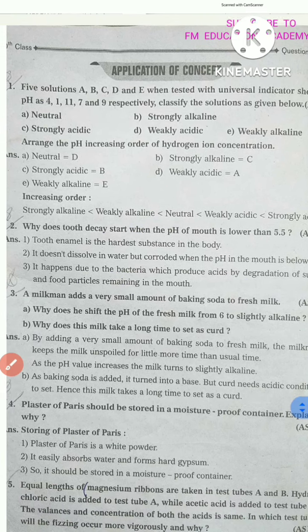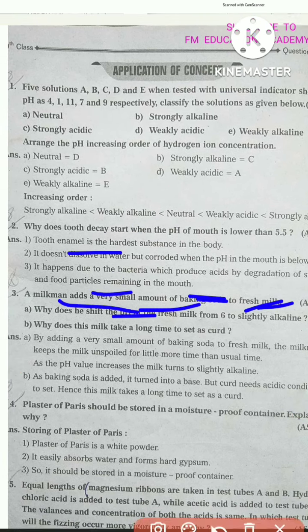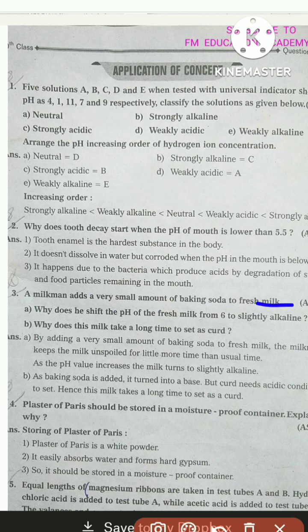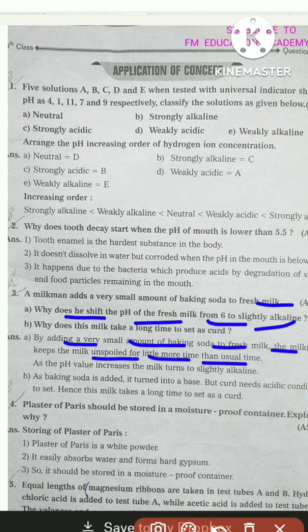The next question is, a milkman adds a very small amount of baking soda to fresh milk. Why does he shift the pH of the fresh milk from 6 to slightly alkaline? So by adding a very small amount of baking soda to fresh milk, the milkman keeps the milk unspoiled for a little more time than usual. Because if the milkman will not add a slight amount of baking soda, then the fresh milk might get spoiled. In order to save the milk from getting spoiled, he changes the pH of the solution by adding baking soda.